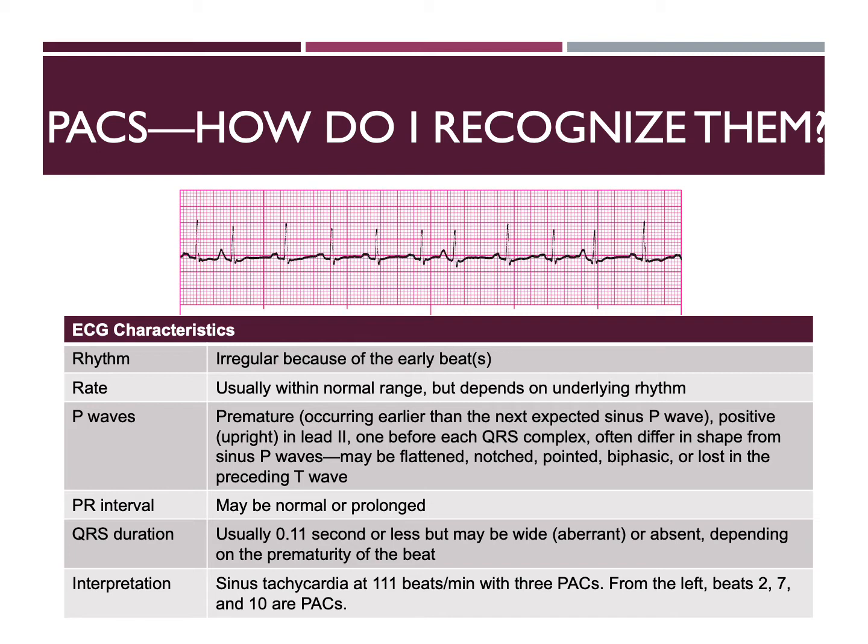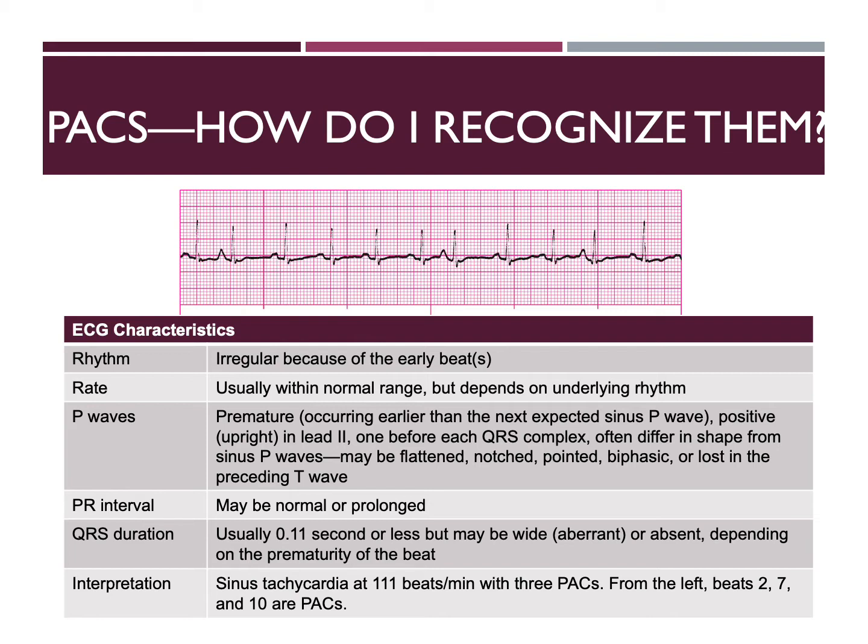Remember, sinus is our normal P wave when we're in normal rhythm. They also may be flattened, notched, pointed, biphasic, or even lost in the preceding T wave. That's what we're looking for. Once again, as an example on this ECG strip, it's beats 2, 7, and 10. Our PR interval may be normal, or it could also be prolonged. Usually the QRS duration is 0.11 seconds or less, but it could be widened or even absent depending on the prematurity of that beat.